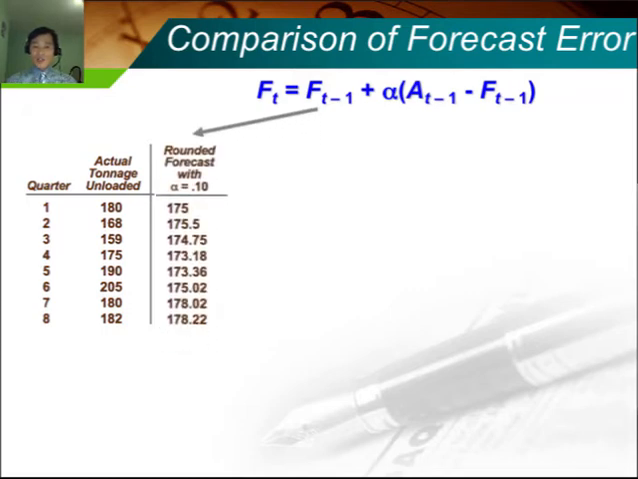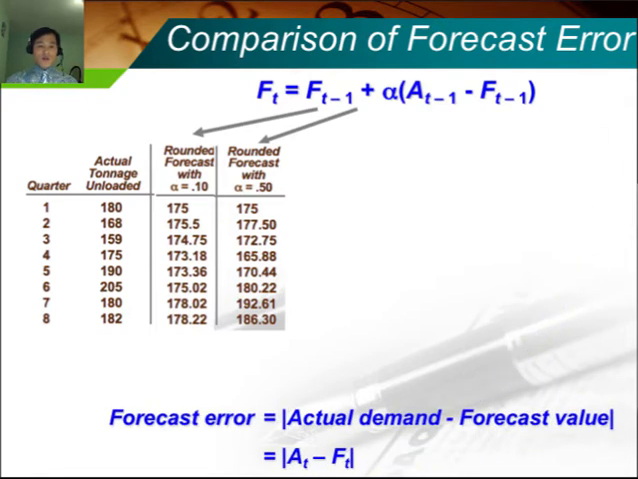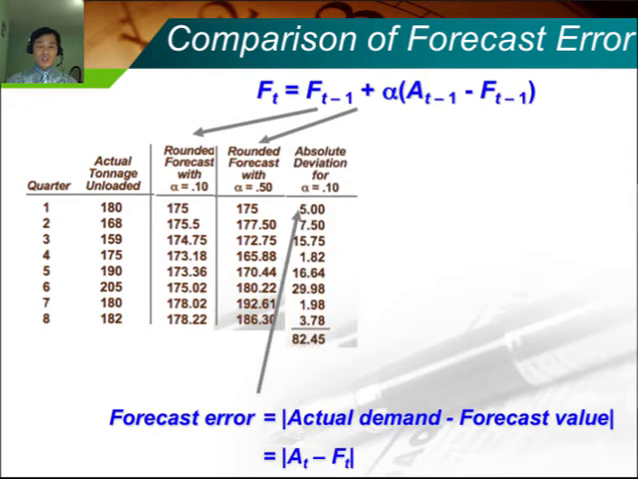So first, let us calculate the forecast model with alpha 0.1. If you plug in these numbers, you'll find these forecast values. You do the same thing with alpha equals 0.5 and you find the forecast values. And then now your job is to find forecast errors. And forecast errors are defined as the absolute difference between actual demand and forecast value. So using that formula, you calculate forecast errors for each row.